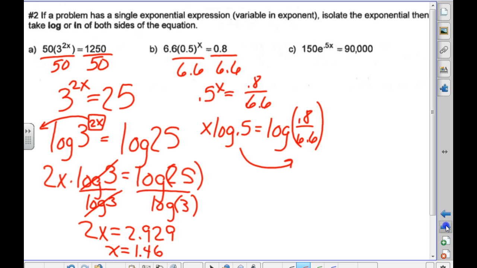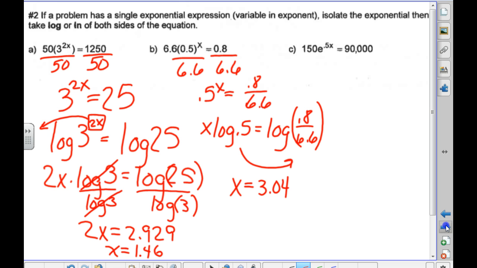And then divided this log of 0.8 divided by 6.6. And then that close parenthesis, divided by the log of 0.5. Anybody? 3.14. Anybody not getting that? Yeah, a little bit different, but it's still the same thing.